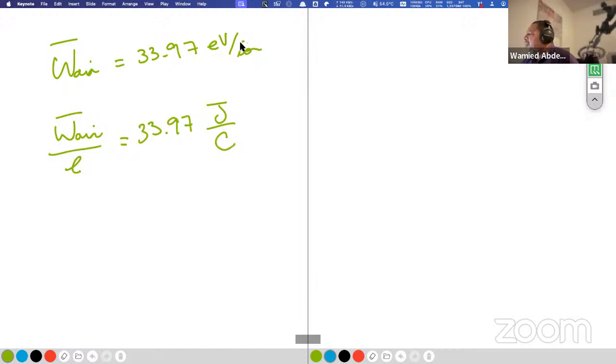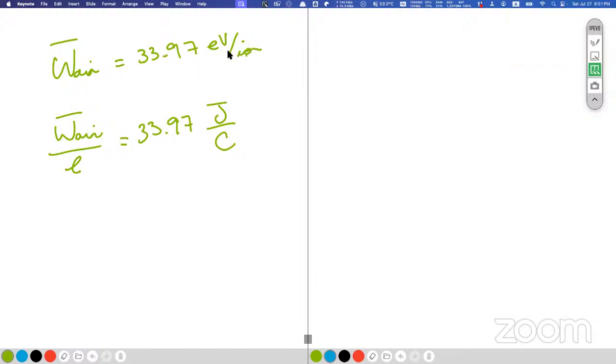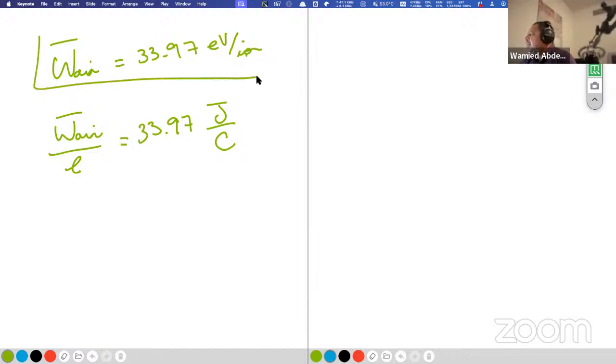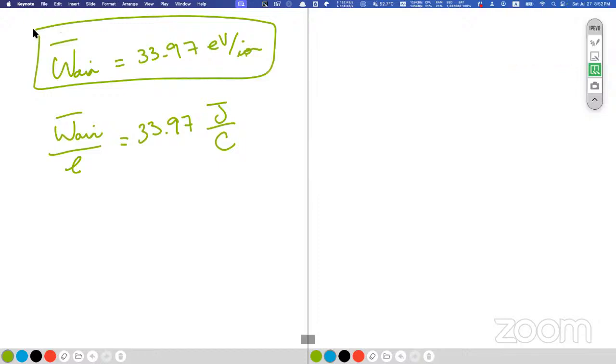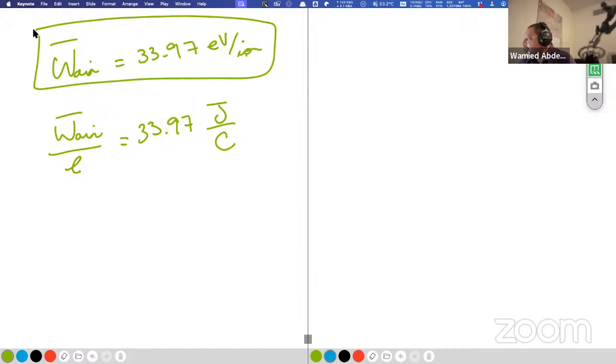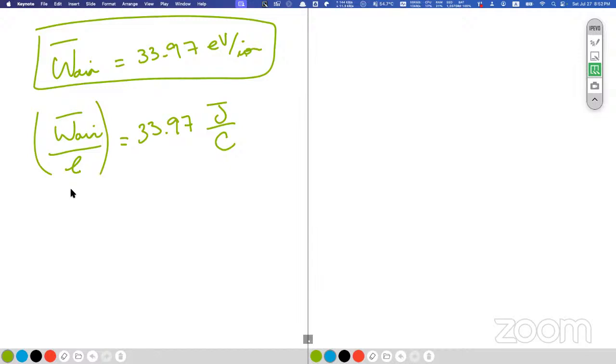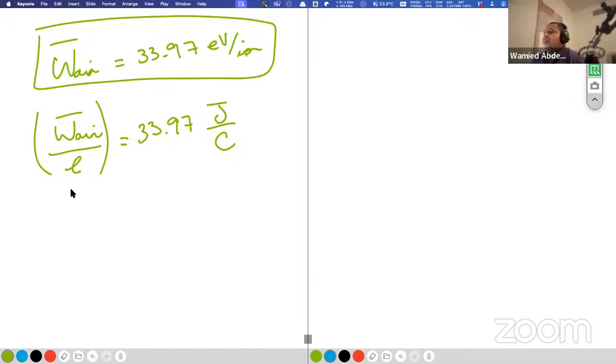So instead of counting ions, we're saying each ion has a charge E, so we're multiplying. W air is the required energy to create an ion in the air. To create one coulomb of charge in air, this factor, W air over E, is what we need.